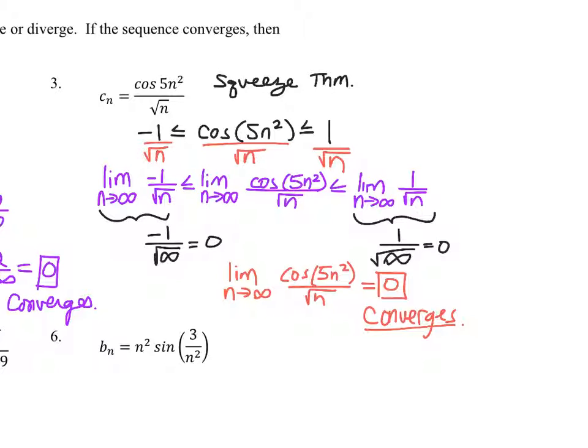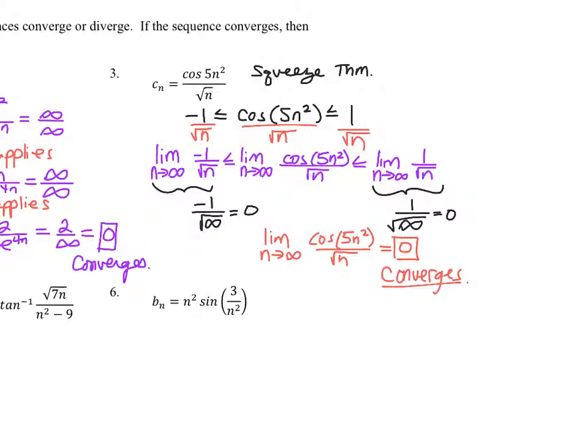So if you're looking at number 6, which I won't do now, I'll star that one, but that's also a squeeze theorem problem. You would start this one off by saying that the sine of 3 over n squared is between -1 and 1, and then multiply everything by n squared, and then apply the limit. I'll put a star on that bad boy.